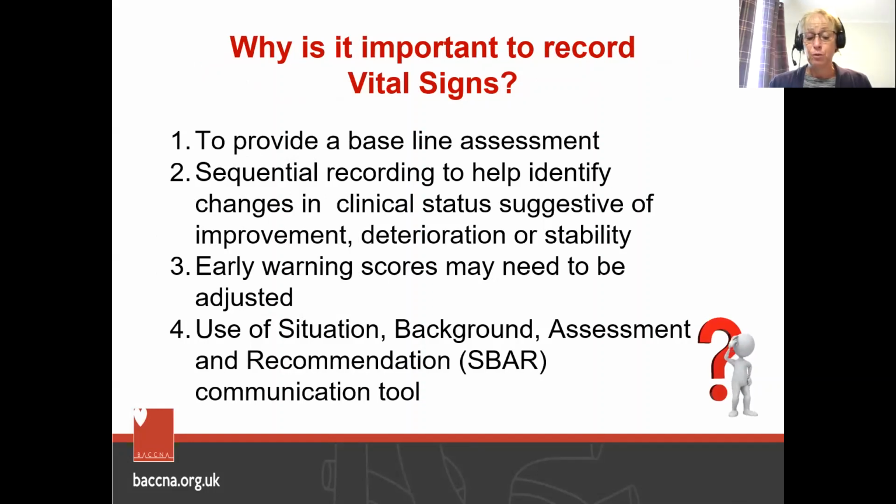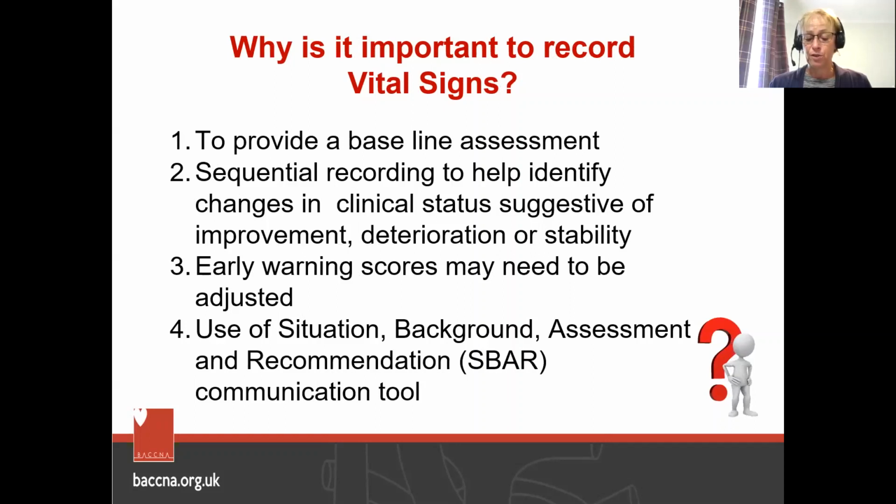So validated early warning scores are used in most hospital settings across the UK, and they're useful because they aid individual and team awareness of patients who may be at risk of deterioration. This is helpful for all patients, but it's useful in the context of congenital heart disease as well.